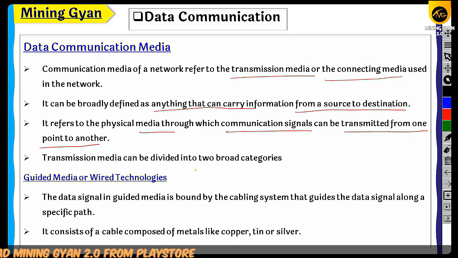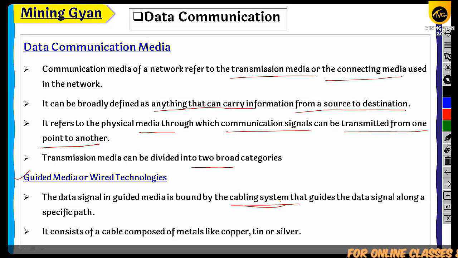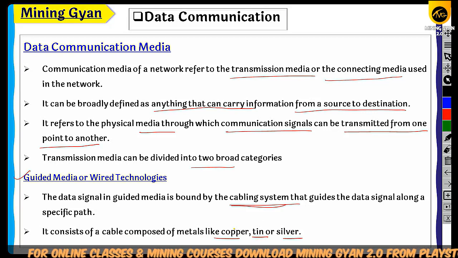Transmission media can be divided into two broad categories. As I said, first is the guided media or wire technology. The data signal in the guided media is bound by the cabling system. So basically we need a cable for the wire technology that guides the data signal along a specific path. It consists of cable composed of metal like copper, tin, or silver. So these are metallic cables which are used for wired technology.